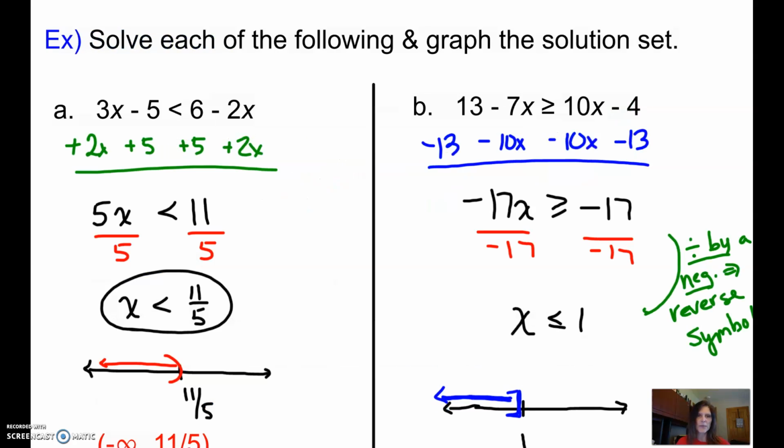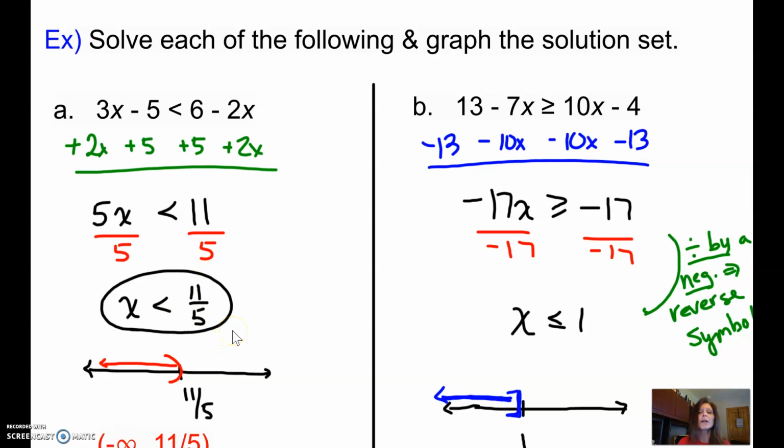So let's take a look at a couple. So 3x minus 5 less than 6 minus 2x. Normally we get x's to one side, numbers to the other. So we're going to do that here. I'm going to add the 2x to both sides, which means I'll move the 5 to the other side. And I have 5x less than 11. Divide by 5. I'm not dividing by anything that's negative, so I keep everything the same all the way through. It's all less than all the way through.